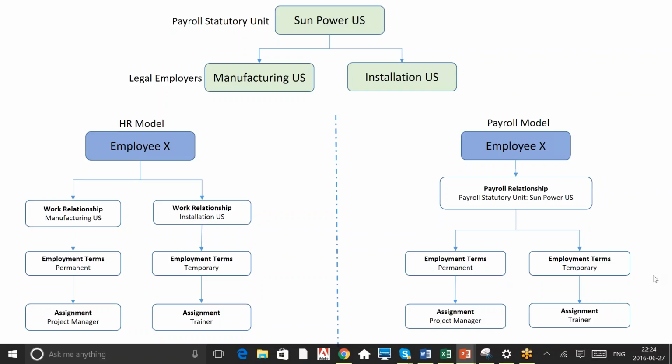Now, since these two legal employers have a single payroll statutory unit, if you go to the right-hand side in the payroll model, you will see he has a single payroll relationship. Under that, he has got two terms. One is permanent and one is temporary. So from the HR point of view, he has got two work relationships, but he has a single payroll relationship because both the legal employers report to the same payroll statutory unit. For both the legal employers, the tax things are handled by a single payroll statutory unit. So for the payroll model, he has got only one payroll relationship, but for the HR model, he has got two work relationships.